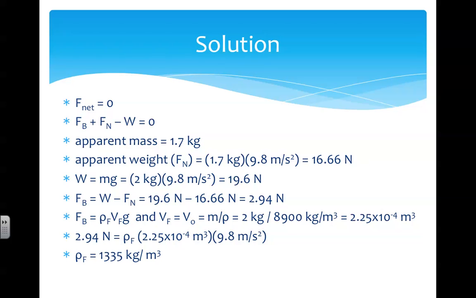Now, before we go on, does it make sense to have the density of the fluid be lower than the density of copper? It should, because copper is in fact sitting at the bottom, or has sunk to the bottom, and in order to sink, the density of the copper must be greater than the density of the fluid, and this works out.